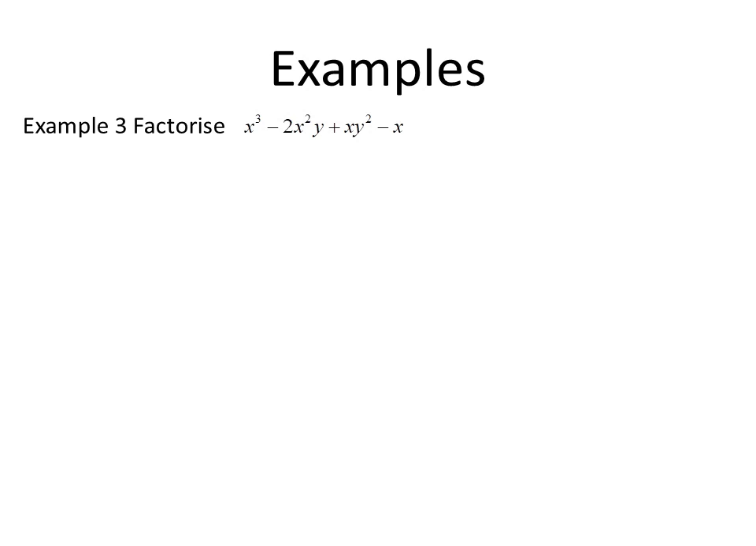Example 3 is to factorize an expression of x cubed minus 2x squared y plus xy squared minus x. As mentioned before, the first thing to do is to check if there's any common factor in this expression. We find x is the common factor of all the terms, and we take it outside the parentheses, while the remaining parts of these terms are placed inside the parentheses.